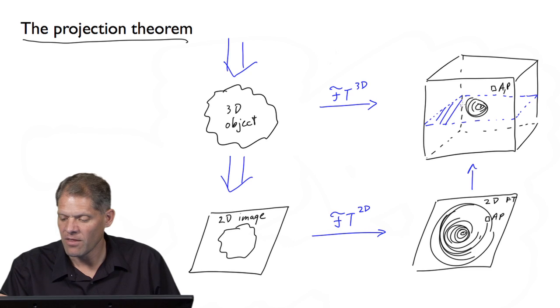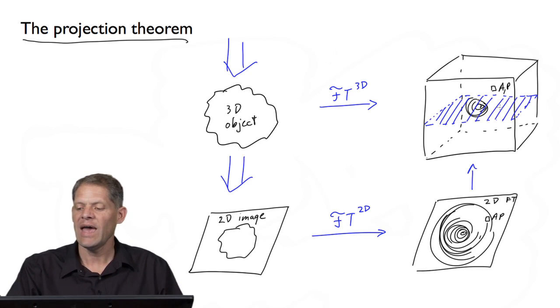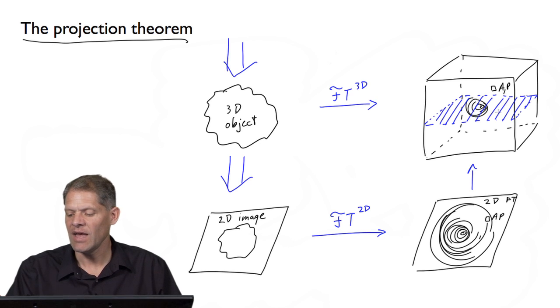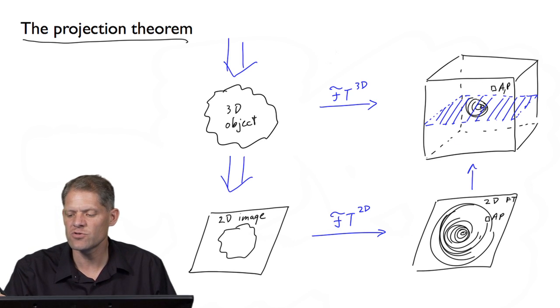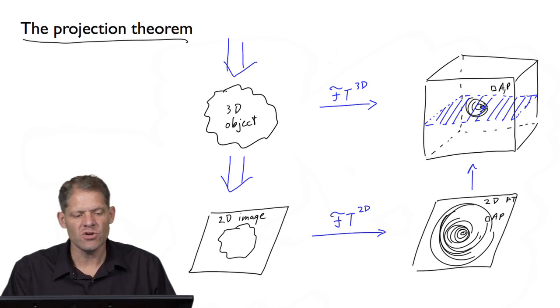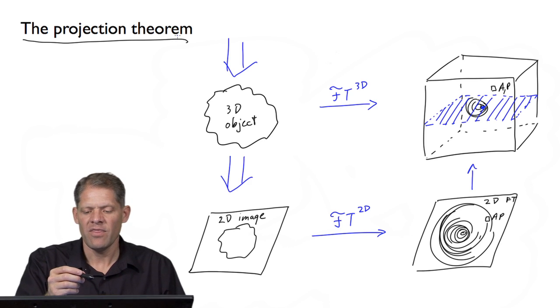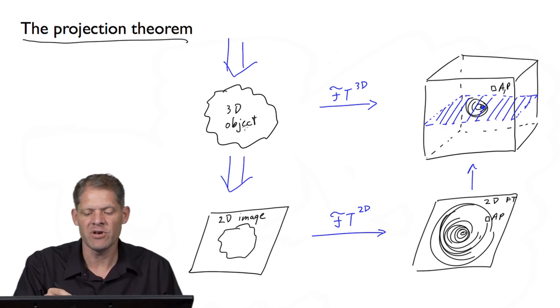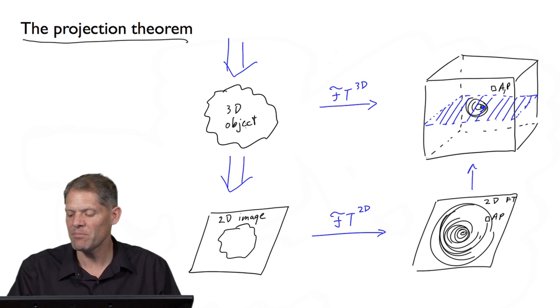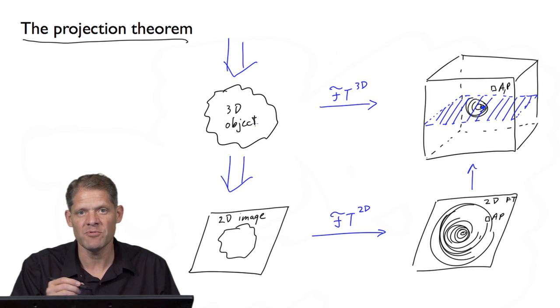In other words, the data on this plane through the 3D Fourier transform has the same amplitudes and phases as these. A central section is just a section through a volume that goes through the origin of that volume. And so the projection theorem states that the Fourier transform of a projection of an object has the same amplitudes and phases as a central slice through the three-dimensional Fourier transform of that same object.